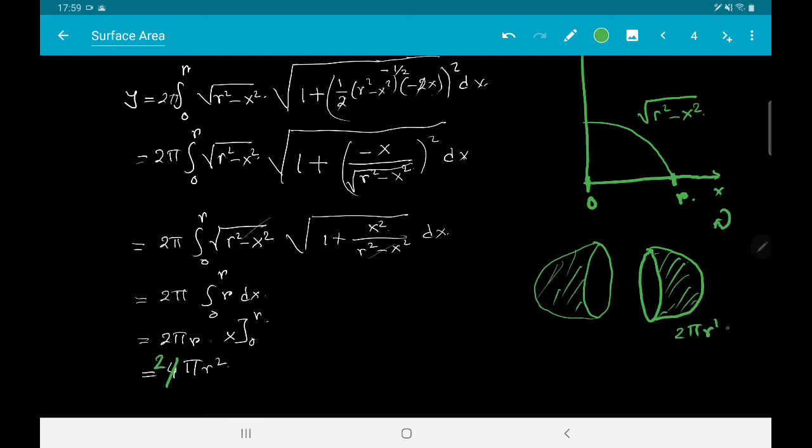So this is 2 pi r square, this is 2 pi r square, and the surface area of the sphere is just the sum of these two quantities, 2 pi r square plus 2 pi r square, which is 4 pi r square. So that's all about surface areas, and in our exercises we will get some more examples.